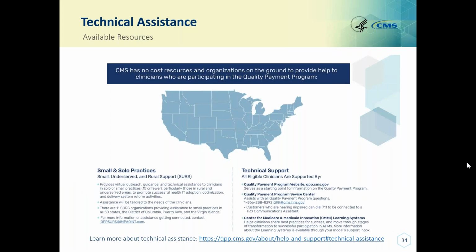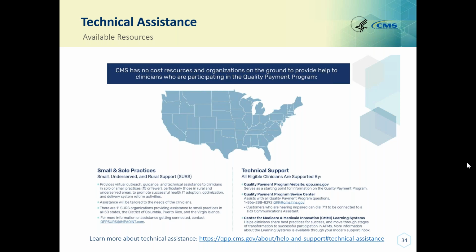So we wanted to make sure that you knew that there is still SERS support available. SERS is for our small, underserved, and rural support. And with SERS, although there are a lot of resources there, not everyone fits into this category because you have to have less than 15 clinicians in your small practice. So if you are not a small, underserved, or rural support practice, we still offer technical support for eligible clinicians. That support can be found in three places, either on qpp.cms.gov, or you can call our service center, and they're always available to help you during our office hours. That information can be found right on qpp.cms.gov also.